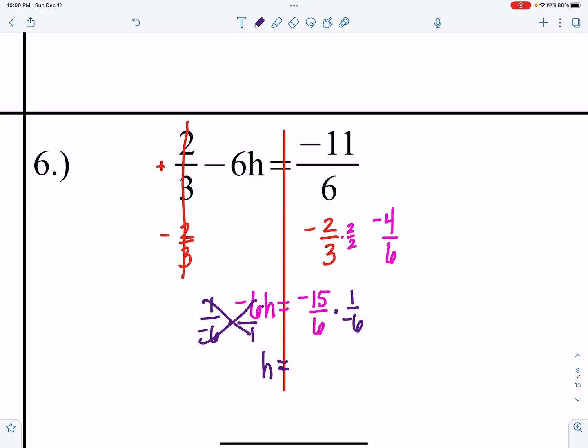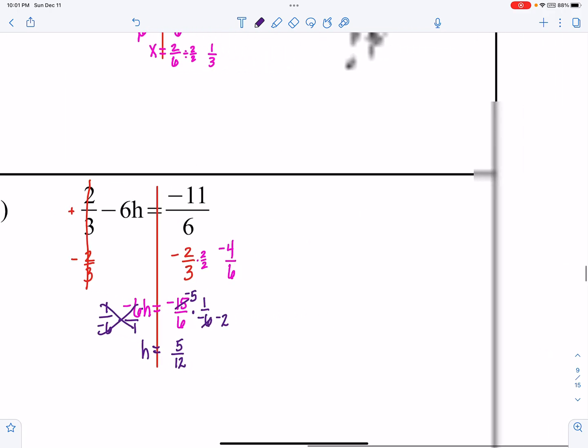Okay. Now that we do this, we can look and see if we can cross simplify to make things a little bit easier. So I can see that I can cross simplify these by dividing by 3. So I end up with a negative 2 and a negative 5 here. And so if we multiply straight across, we end up with h equals negative 5 over negative 12. The negative divided by a negative goes away, and we're just left with 5/12. All right, let's go ahead and do that check.